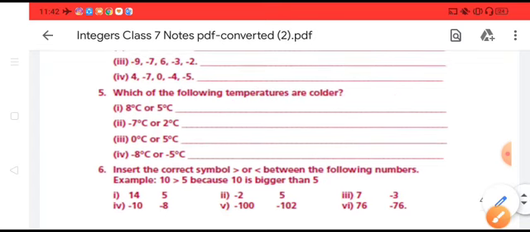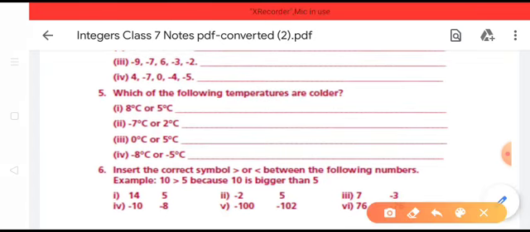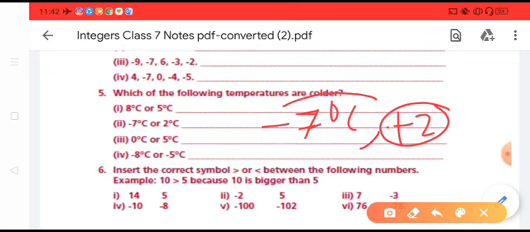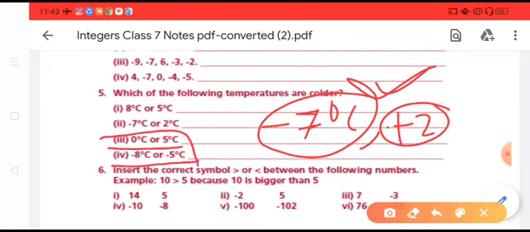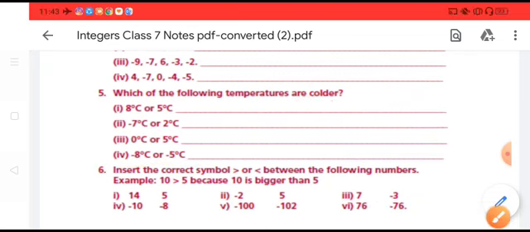Next question is minus 7 or 2 degree. In this question you know that minus 7 is the lowest term and plus 2 is the greater term, so minus 7 degrees centigrade is the colder. Remaining two questions, 0 degree centigrade or 5 degree centigrade, minus 8 degree centigrade or minus 5 degree centigrade. These are your homework, so you can do them yourself.